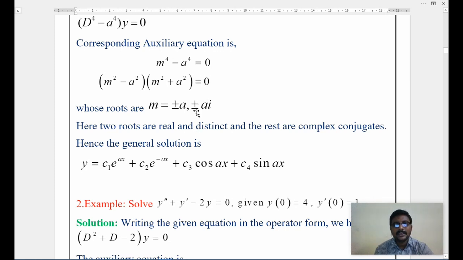Now, what is alpha here? Alpha is 0 and beta is a. So we get C3 cos ax plus C4 sin ax, whole bracket, into e power 0x. It is the required complete solution or general solution.